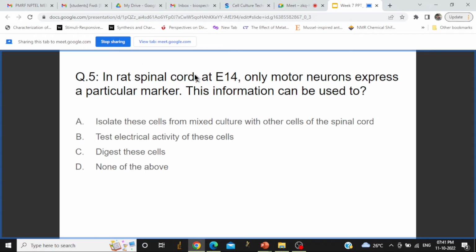Because of this particular type of marker, we will be able to isolate these cells from the mixed cell culture of the spinal cord. When you are taking the cells from the spinal cord as a primary culture, you will be able to isolate or separate some particular type of cell using the specific marker that is present in different types of cells.